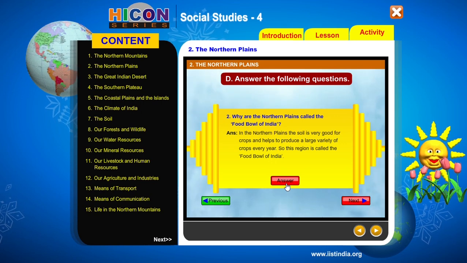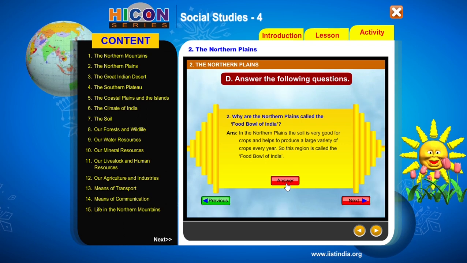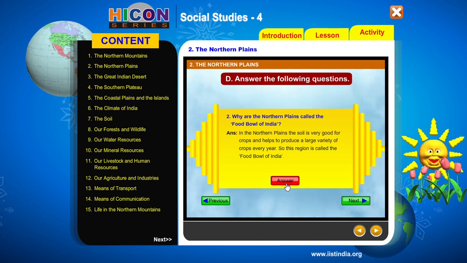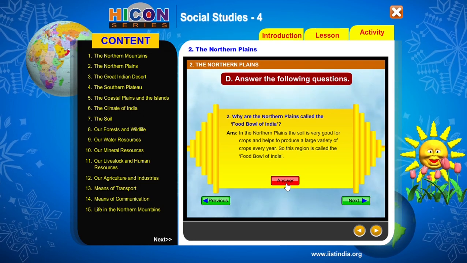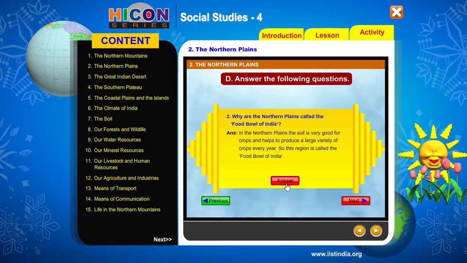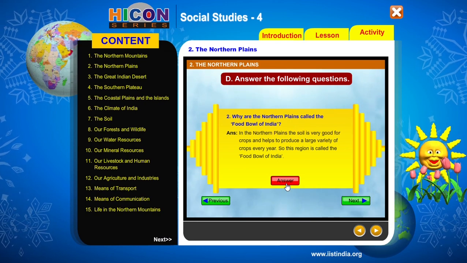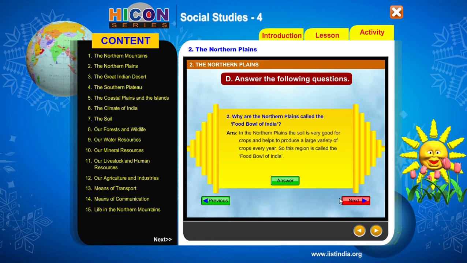What's the answer? In the northern plains, the soil is very good for crops and helps to produce a large variety of crops every year. The soil is very fertile and that helps in the production of a large variety of crops. Okay, and that is why the region is called the food bowl of India. Right? Fine, we'll move on to the next question.